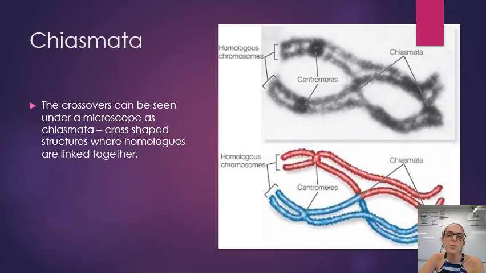Now, you might also come across this term, which is chiasmata. And chiasmata are the crossover points, and we can observe these microscopically. Here you can see two homologous chromosomes. There's the centromeres holding the chromosomes together, and you can see where they've crossed over at these points. So they're called chiasmata, and the plural term for that is chiasma. You can see that again here in this more schematic diagram.